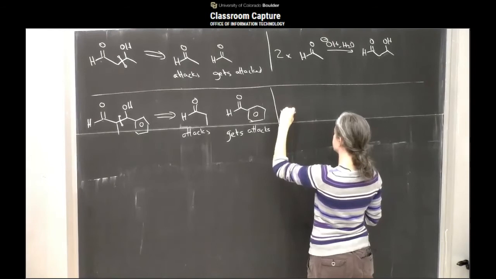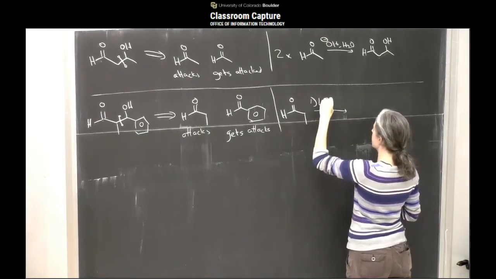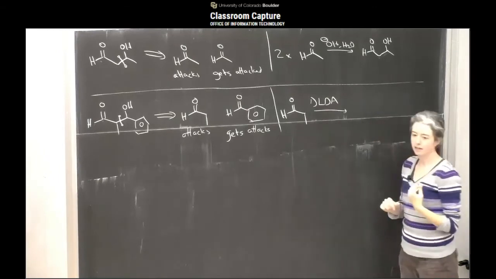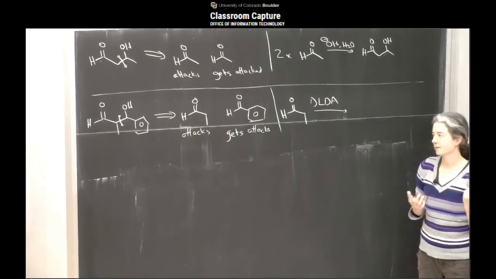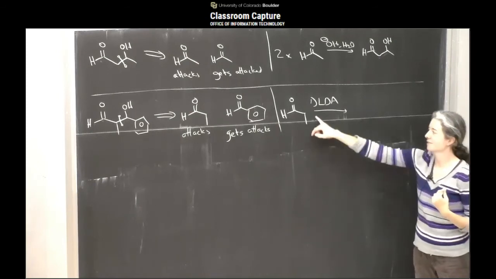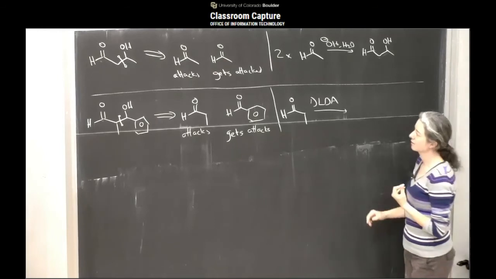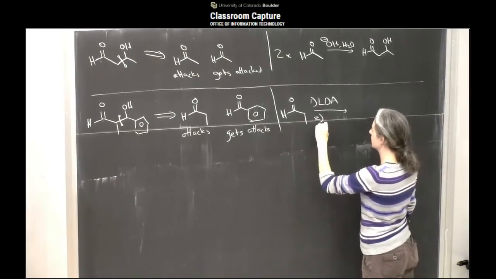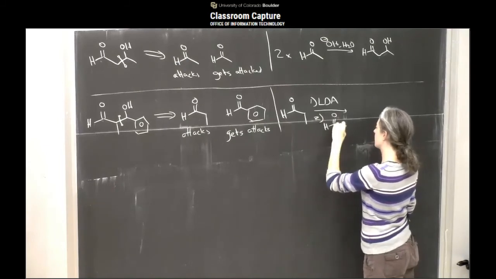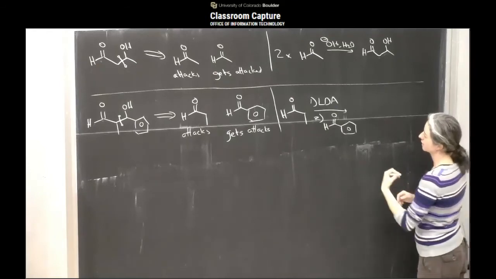So this, hit it with LDA. Am I making the kinetic or thermodynamic enolate, or neither? I guess I'm making the only possible enolate, which is right here, so I don't know if I'd describe that as either kinetic or thermodynamic. So LDA first to deprotonate, and then bring in the other molecule, and that should get you the product that you want.